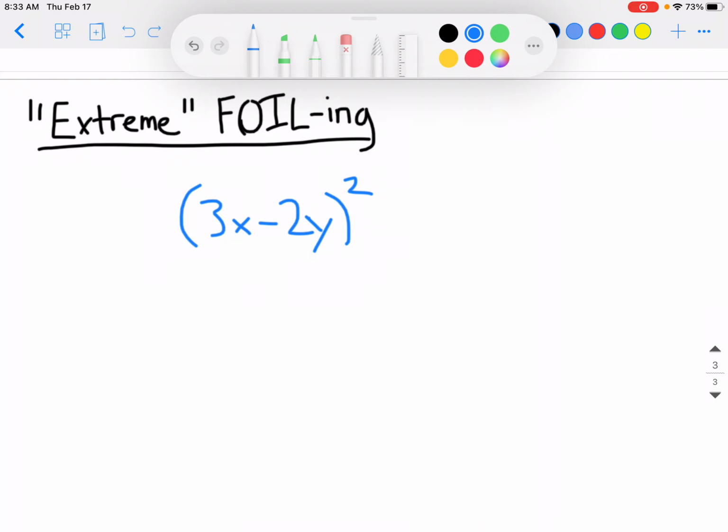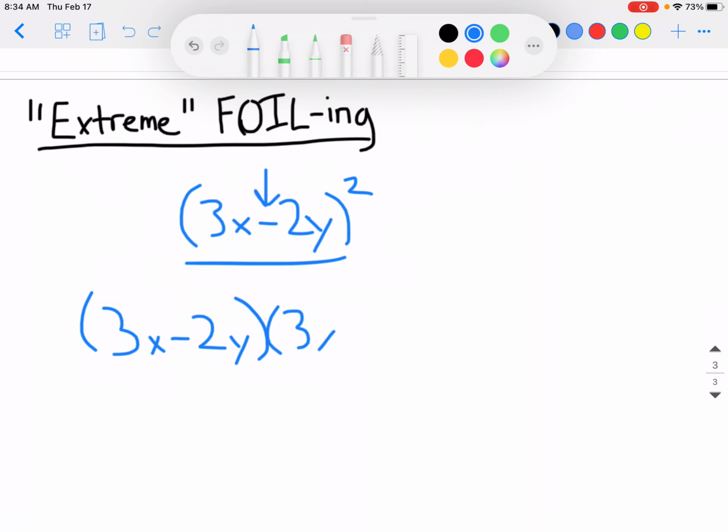Now I'm calling this extreme foiling because you don't see it right off the bat, but we're actually going to have to do some foiling here. We cannot simply distribute the squared because we have a minus sign right here. So step one is to realize that this is actually a foiling problem. And so that means we're going to have (3x - 2y) times the quantity (3x - 2y). At this point, we're going to FOIL.